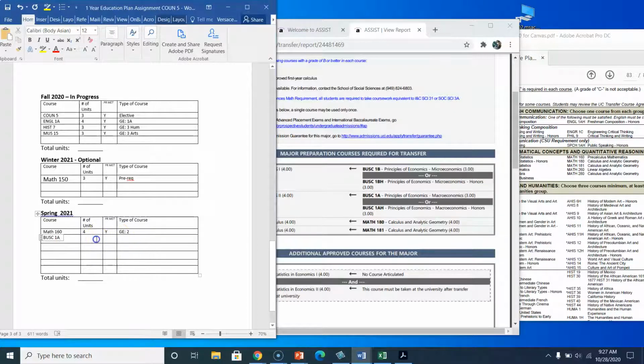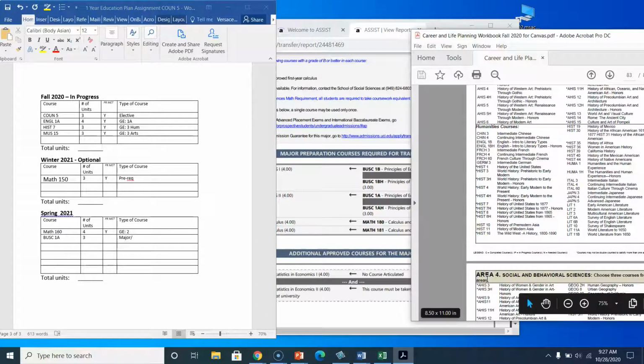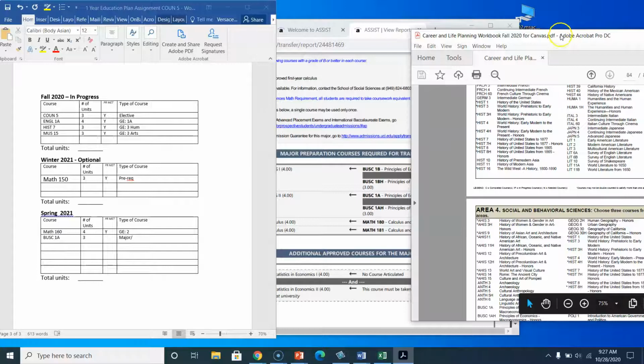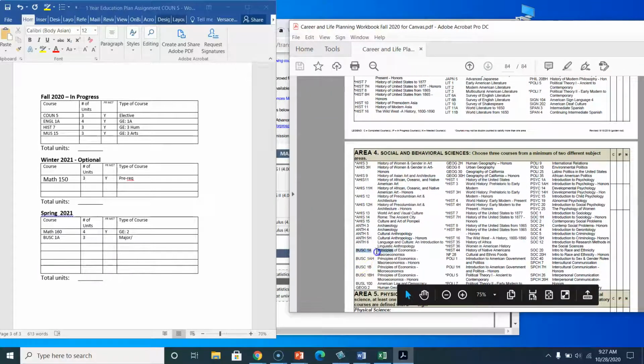All right, and that is 3 units. And it is a major class because it's on assist. But I remember when we were looking at our GE, it was also under area 4. Because look, here's Business 1A, principles of economics. So that's also a GE area 4.